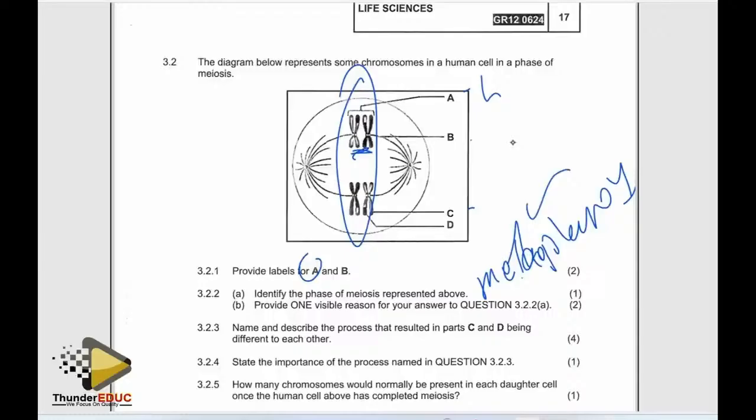So we are done with that. Name and describe the process. Provide one visible reason for your answer. Visible reason: homologous chromosomes are aligned along the equator in pairs. That's what you're supposed to explain.